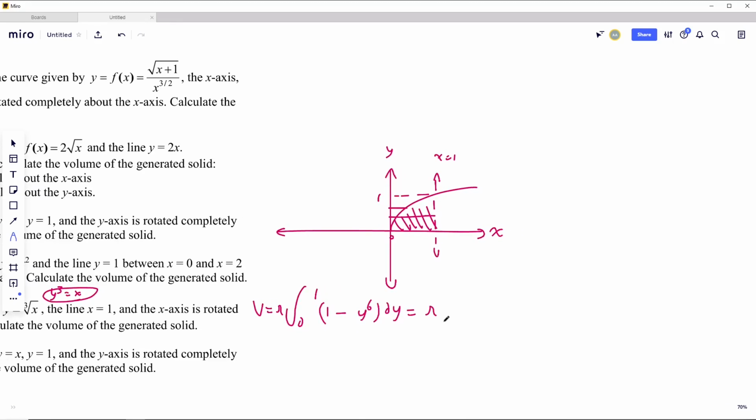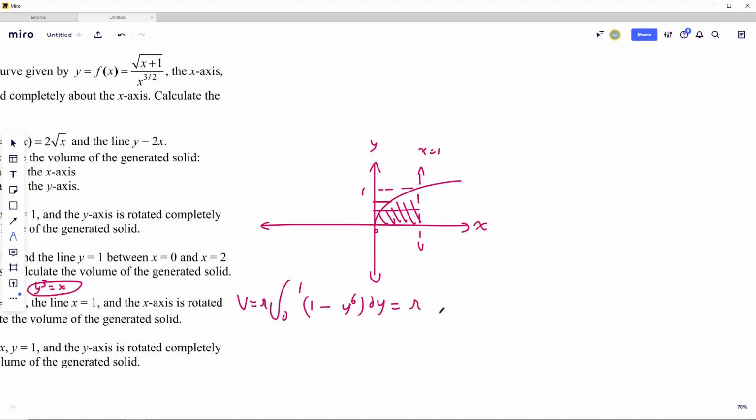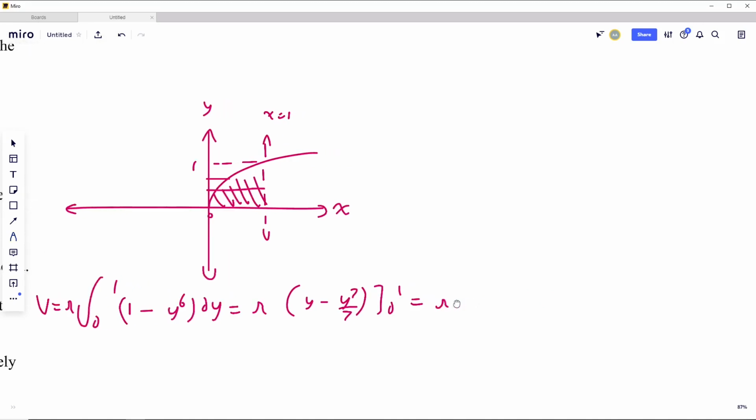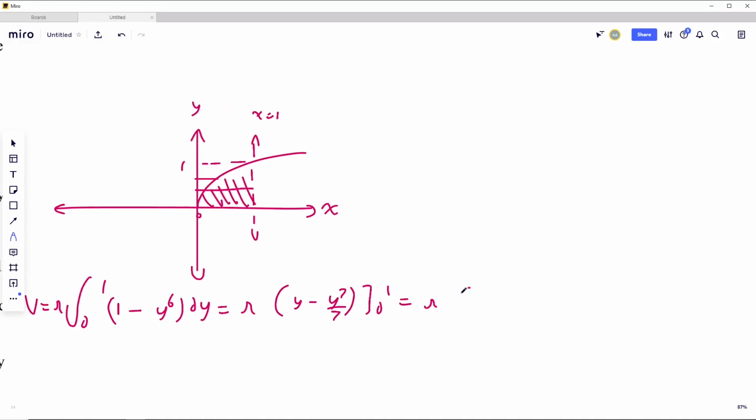And equals pi. Also, excuse me if I hesitate here and there, it's just that I don't want to make a mistake. And yeah, so y minus y to the power of 7 over 7 from 0 to 1, times pi. So 1 minus 1 over 7, 0 just cancels nicely, so you have 6 pi over 7, and that's it.